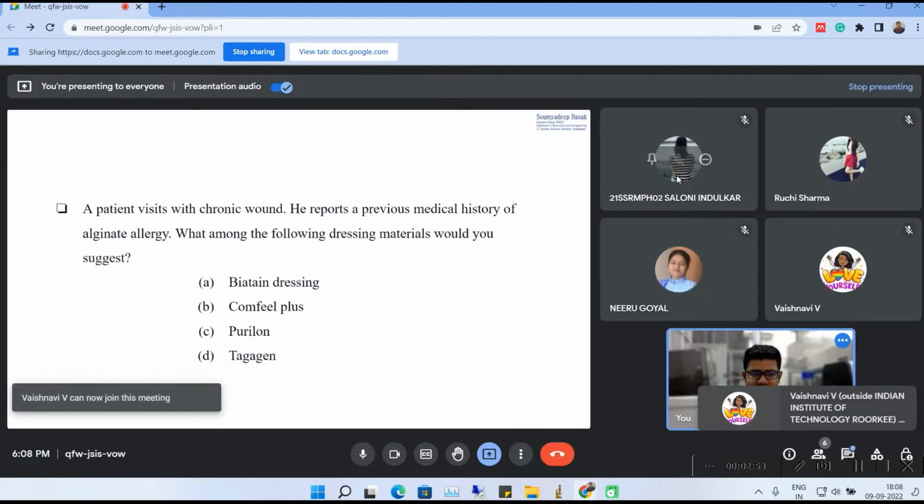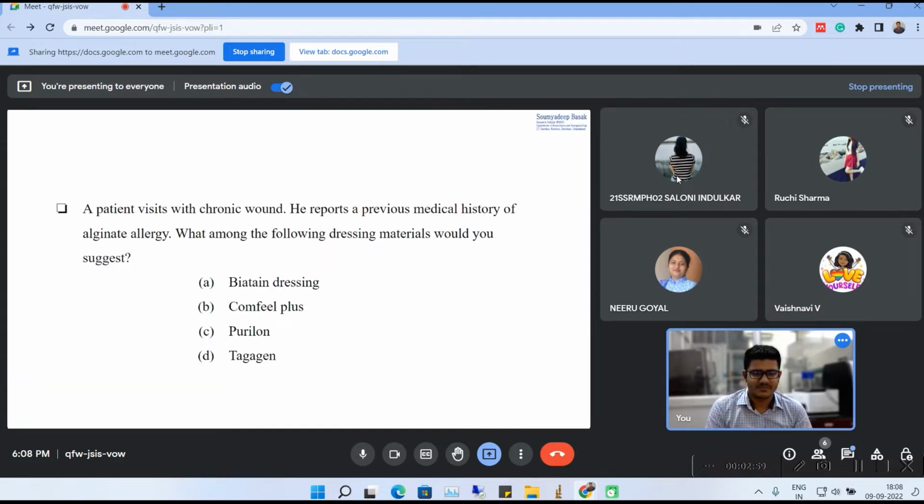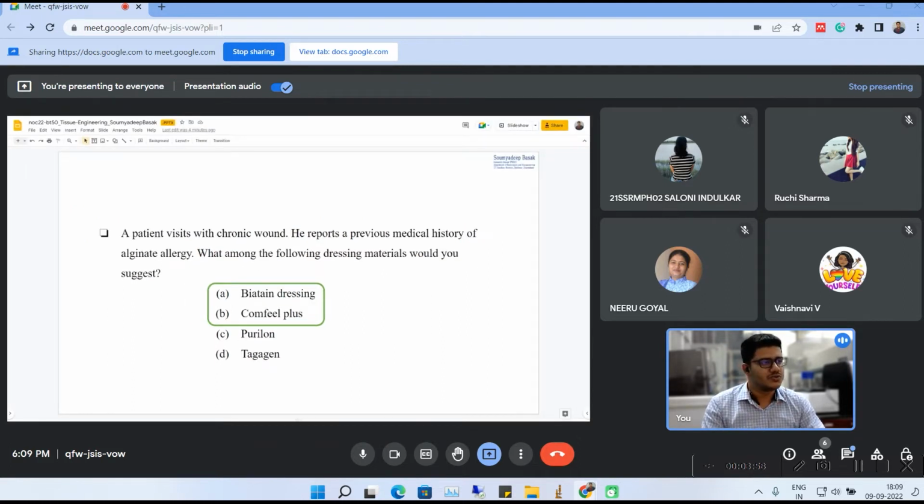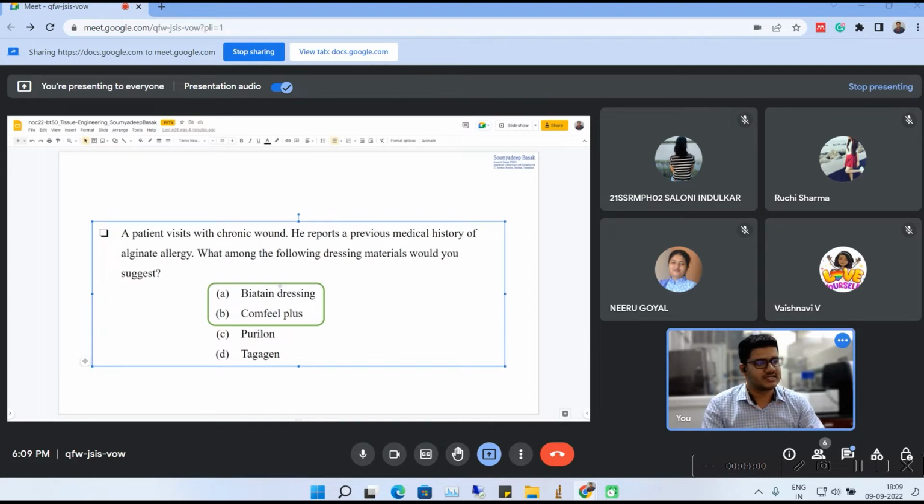So more than one option is correct for this actually. That's why I put this question. So the correct option is, alright, let me correct. So these two of these are not suggested. Durelon and Tegaderm would be suggested. I'm extremely sorry.